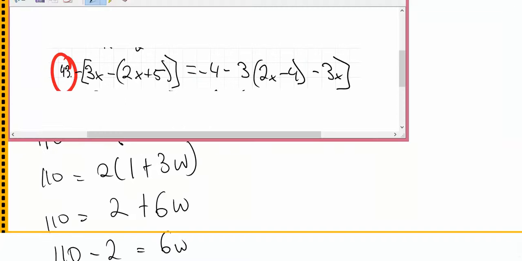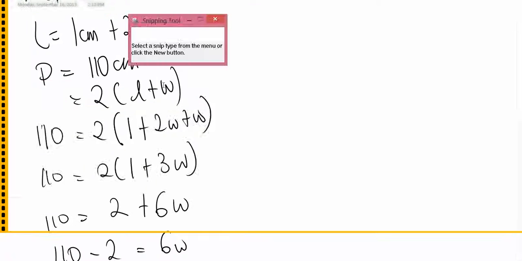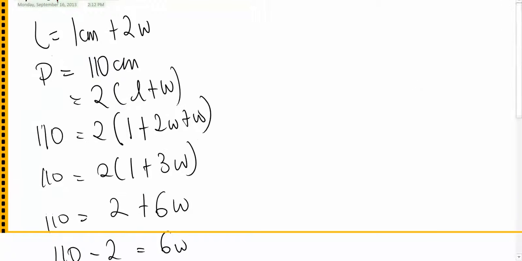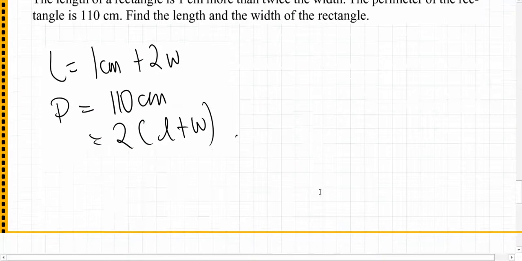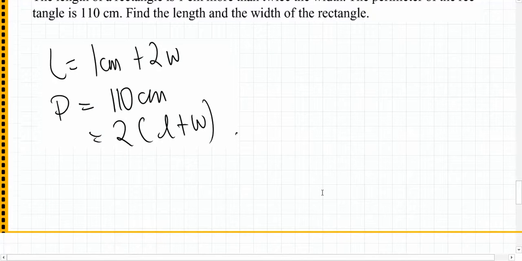There's one little thing you could put in here to make it a little clearer, but I really like what I see so far. What is it, B period right now? Here we go. So she wrote length is equal to 1 centimeter plus 2 times the width. That's great. That's a great start.